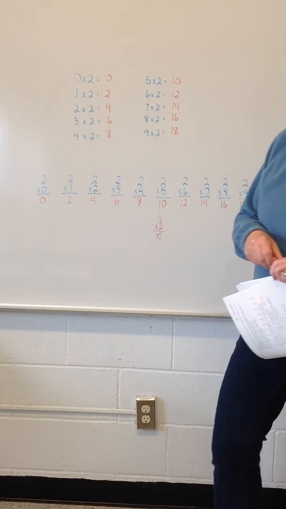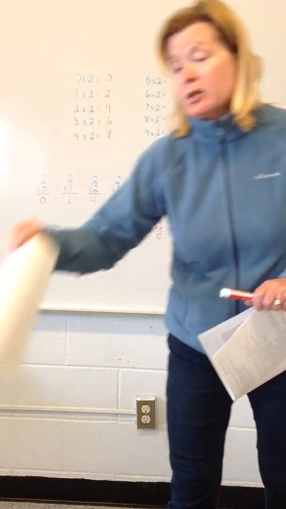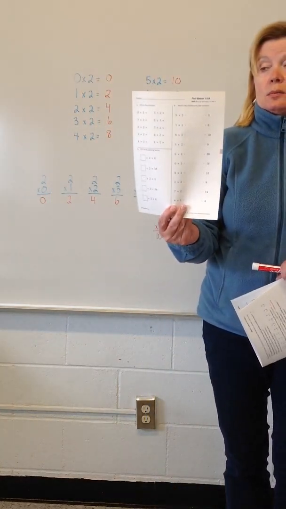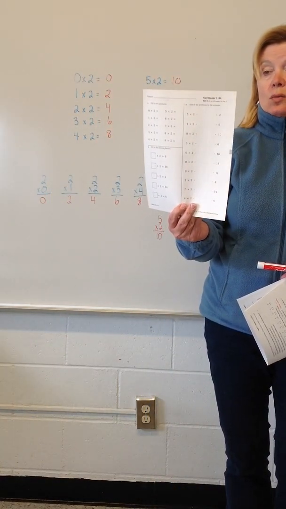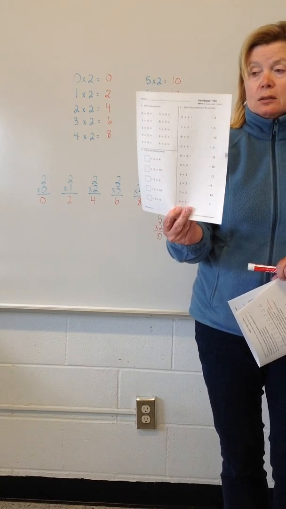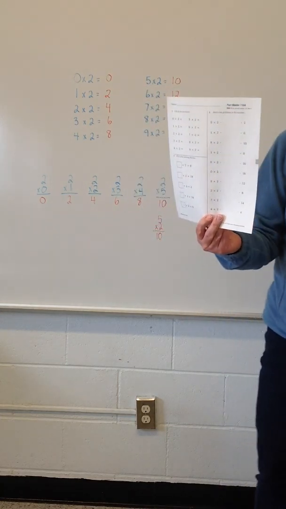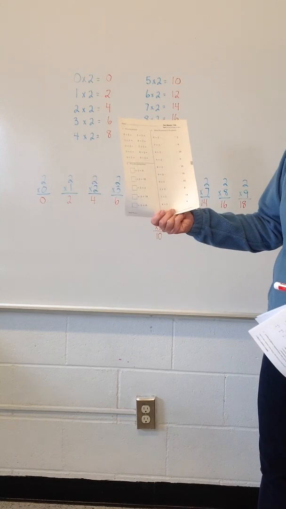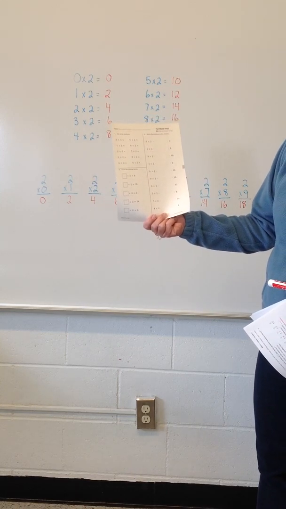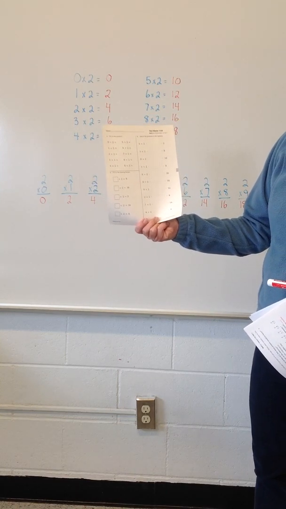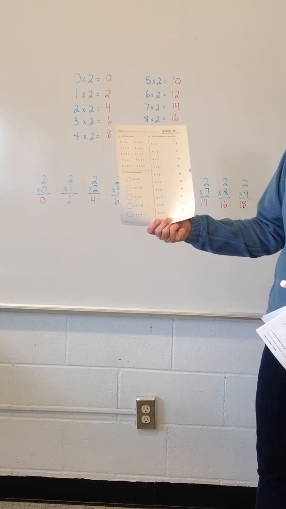Okay, take out your fact master paper that looks like this. You see sections 1, 2, and 3. Go ahead and fill out section 1. It's what we just did. I'll give you a moment to do that.